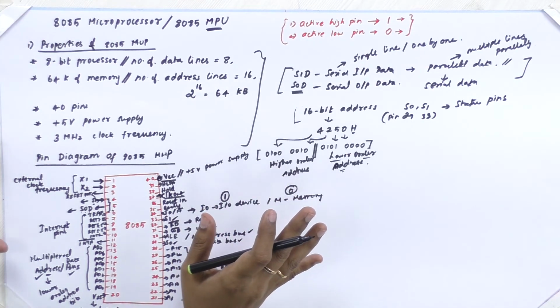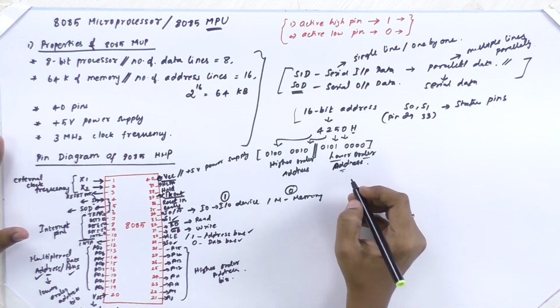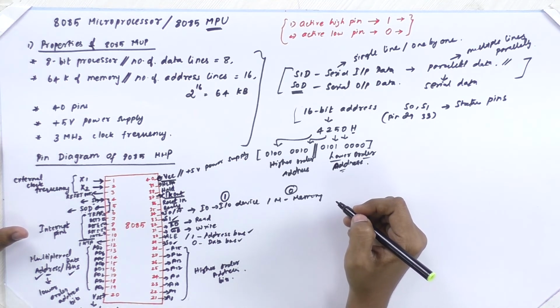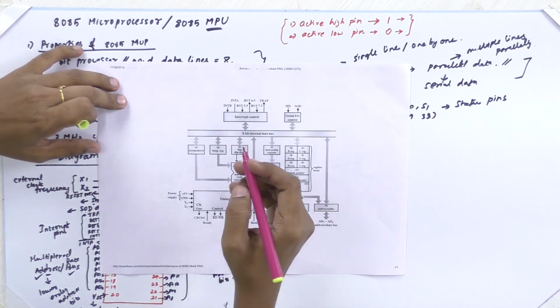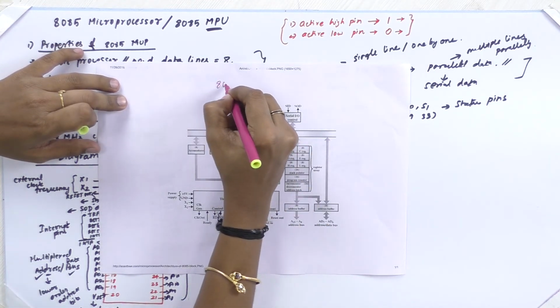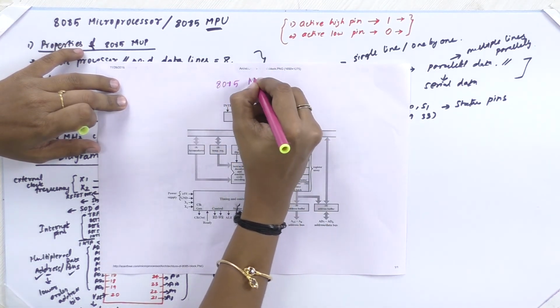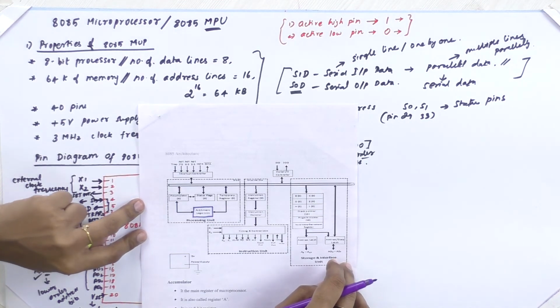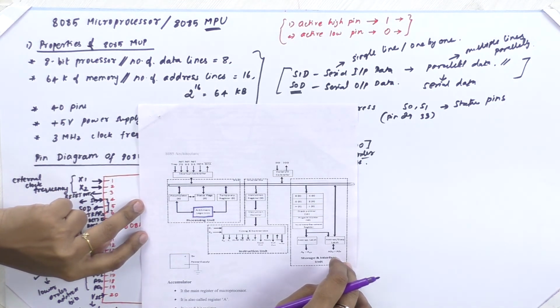Hope you will remember all these functions. Next we will look into the 8085 architecture. So this is the block diagram of the 8085 microprocessor. Now let us discuss the architecture of the 8085 microprocessor, that is, what are all the components present in the 8085 architecture.